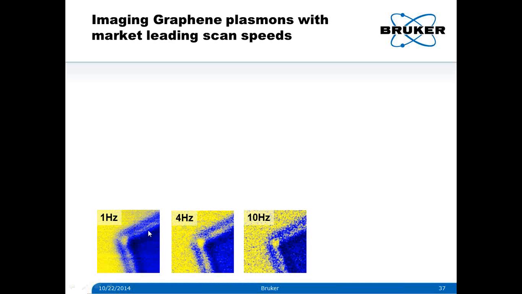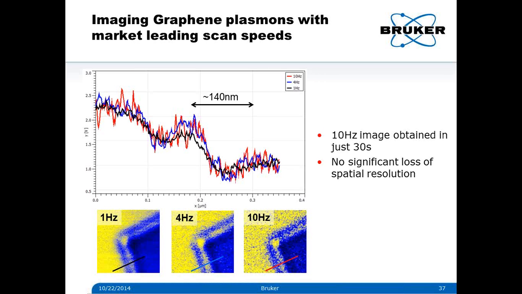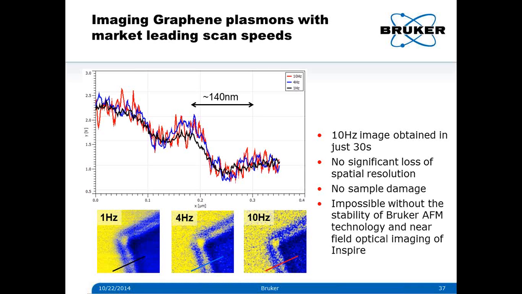So here at 1 Hertz, you see the plasmon fringe. You see it nicely at 4 Hertz and also at 10 Hertz. And the periodicity of the plasmon stays the same, so same plasmon wavelengths. The only thing that changes, of course, is the signal to noise if you measure faster. But this is very fast, very high velocity imaging, and you have no significant loss of spatial resolution. And importantly, you do not damage your sample. And this is only possible with the stability of a great AFM.